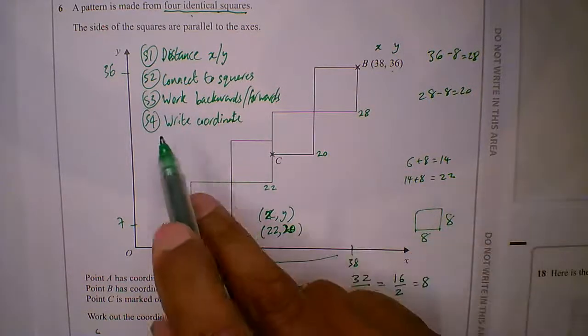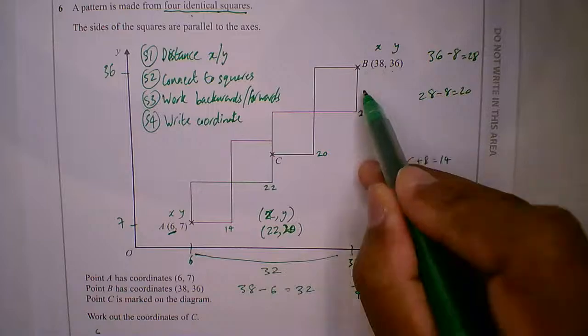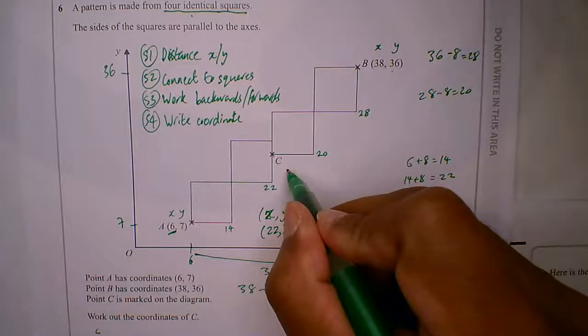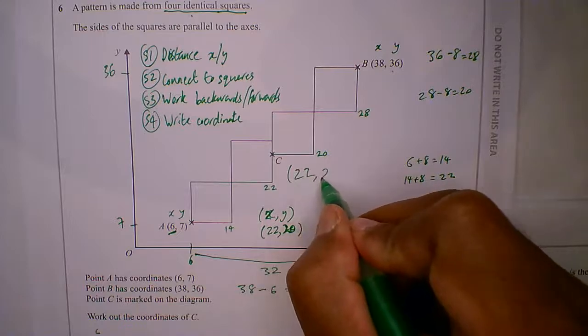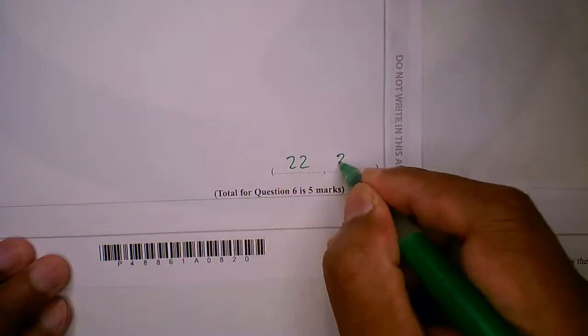And so I've got my coordinates. Along the corridor 22, up the stairs 20. So I've gone backwards and I've got my coordinates for C, which is 22, 20. Let me make it nice and clear. 22, 20. And this is worth 5 marks.